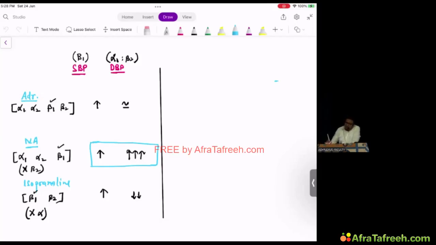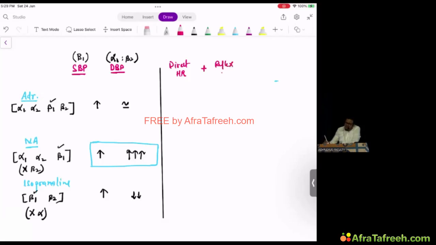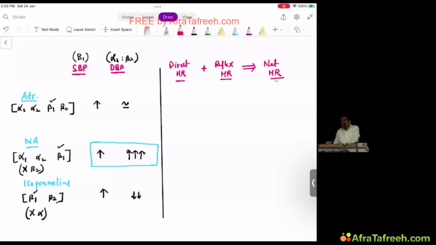Now we come to heart rate. BP effect I have told you. Come to heart rate. Heart rate will be of two types. There will be a direct action on heart rate. There will be something called a reflex action on heart rate. And the sum of these two will give us the net action on heart rate. So we need to discuss this. Very, very important.